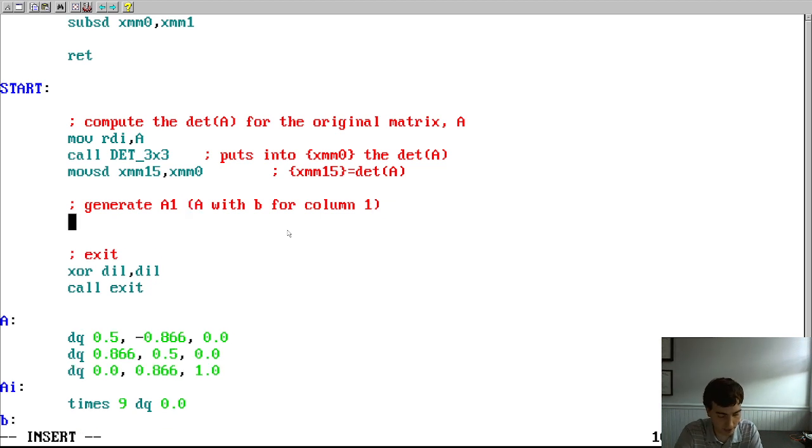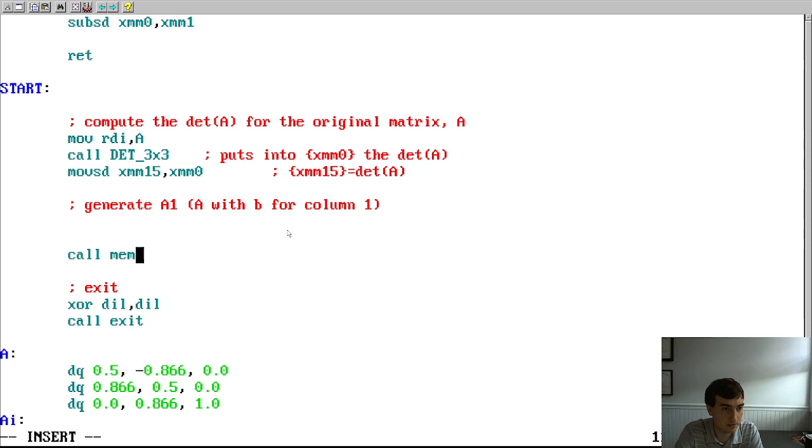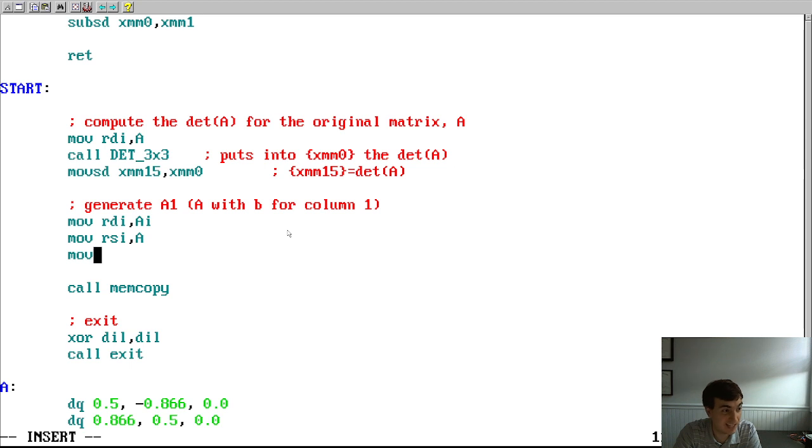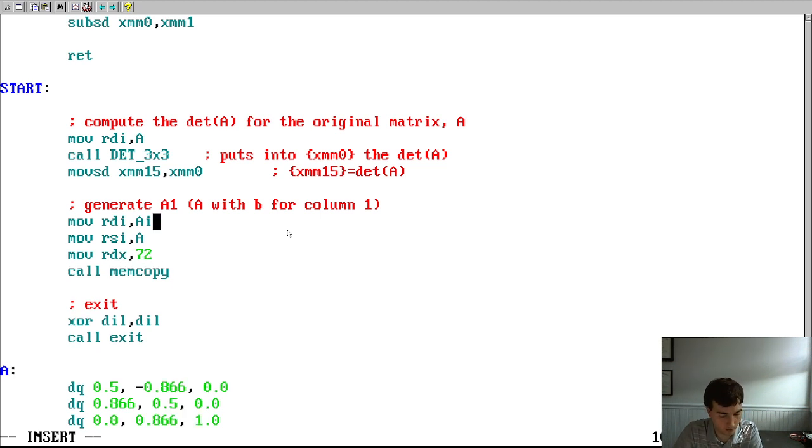To do that, the first thing I'm going to do is use that memcopy function to copy the original matrix A. So I'm going to move into RDI AI, the destination address. I'm going to move into RSI the address of the source. RDI is usually used for the destination of something, and RSI is for the source. So in this case, we're copying from A to AI. And how many bytes are we copying? 8 bytes times 9 elements, or 72. So move into RDX 72. And this way AI now contains A.